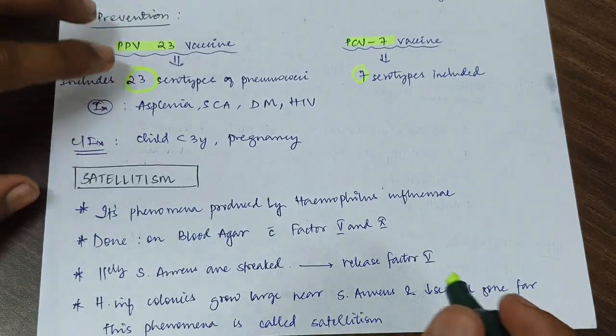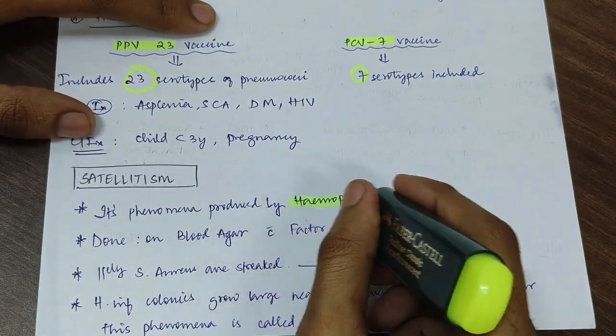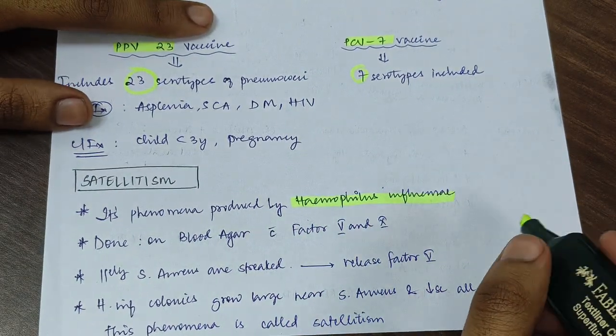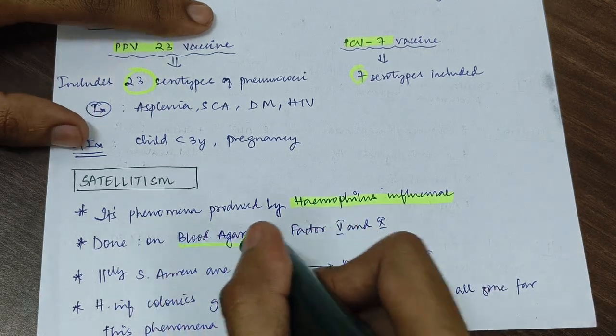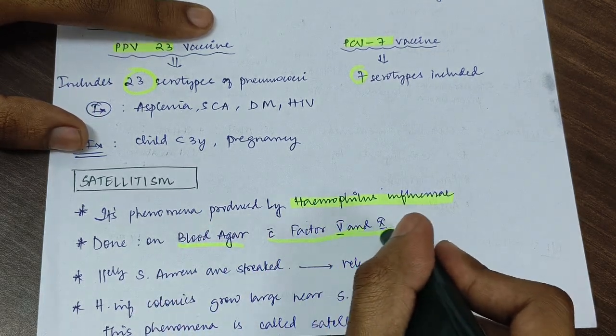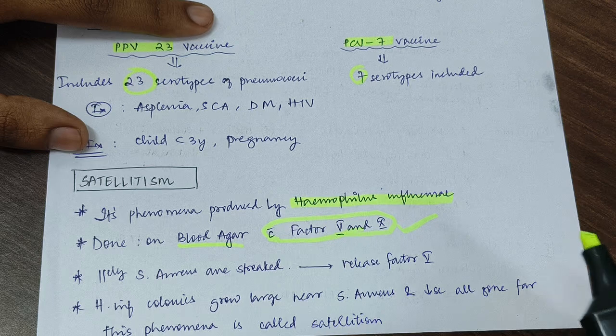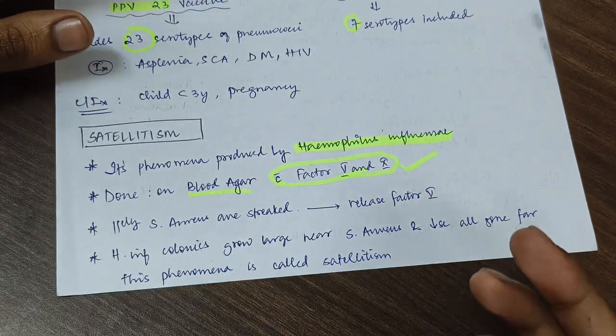Coming to the satellitism, it is a phenomenon which is produced by Haemophilus influenzae. It is done on the blood agar with factor 5. Okay, factor 5 and 10 are very much essential. If they are not there, this test is not going to be positive.